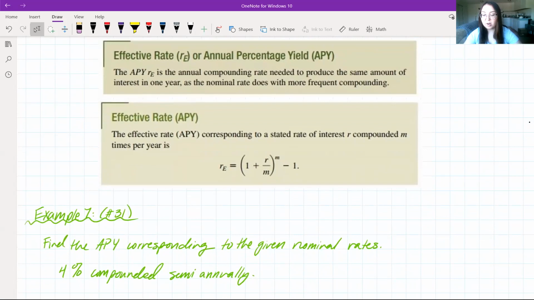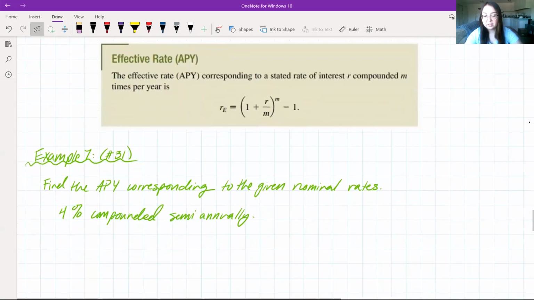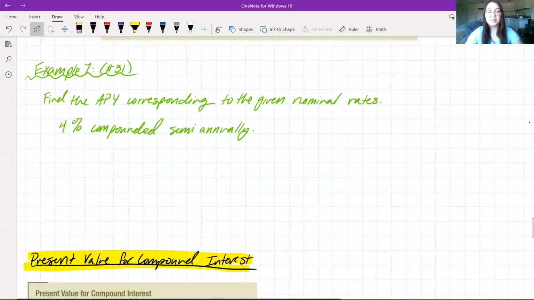So we have R, whichever our rate is, divided by the number of times per year, and then we raise that value to the power of however many times per year that you compounded, and then you'll subtract 1. So let's put this into practice. We have example 7 here.